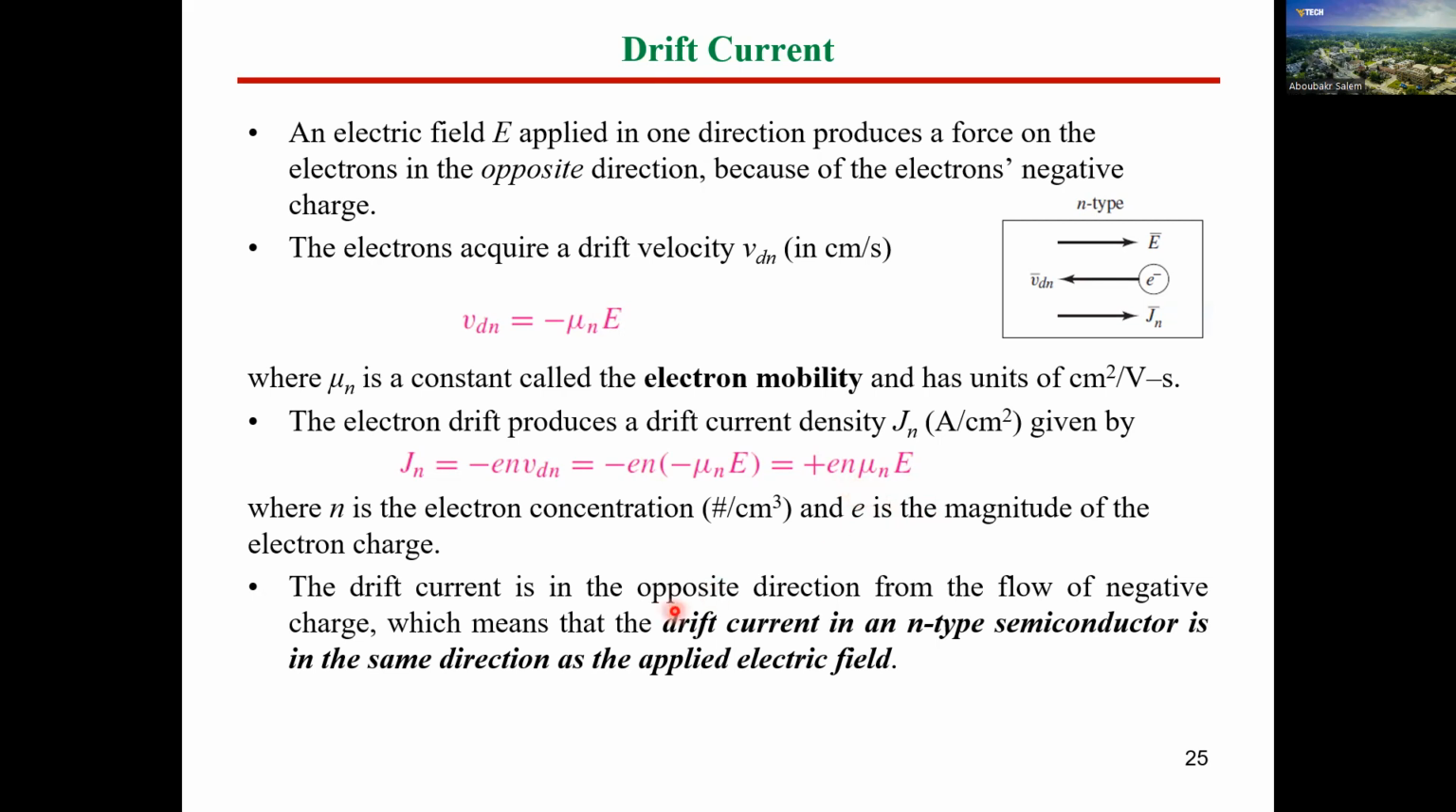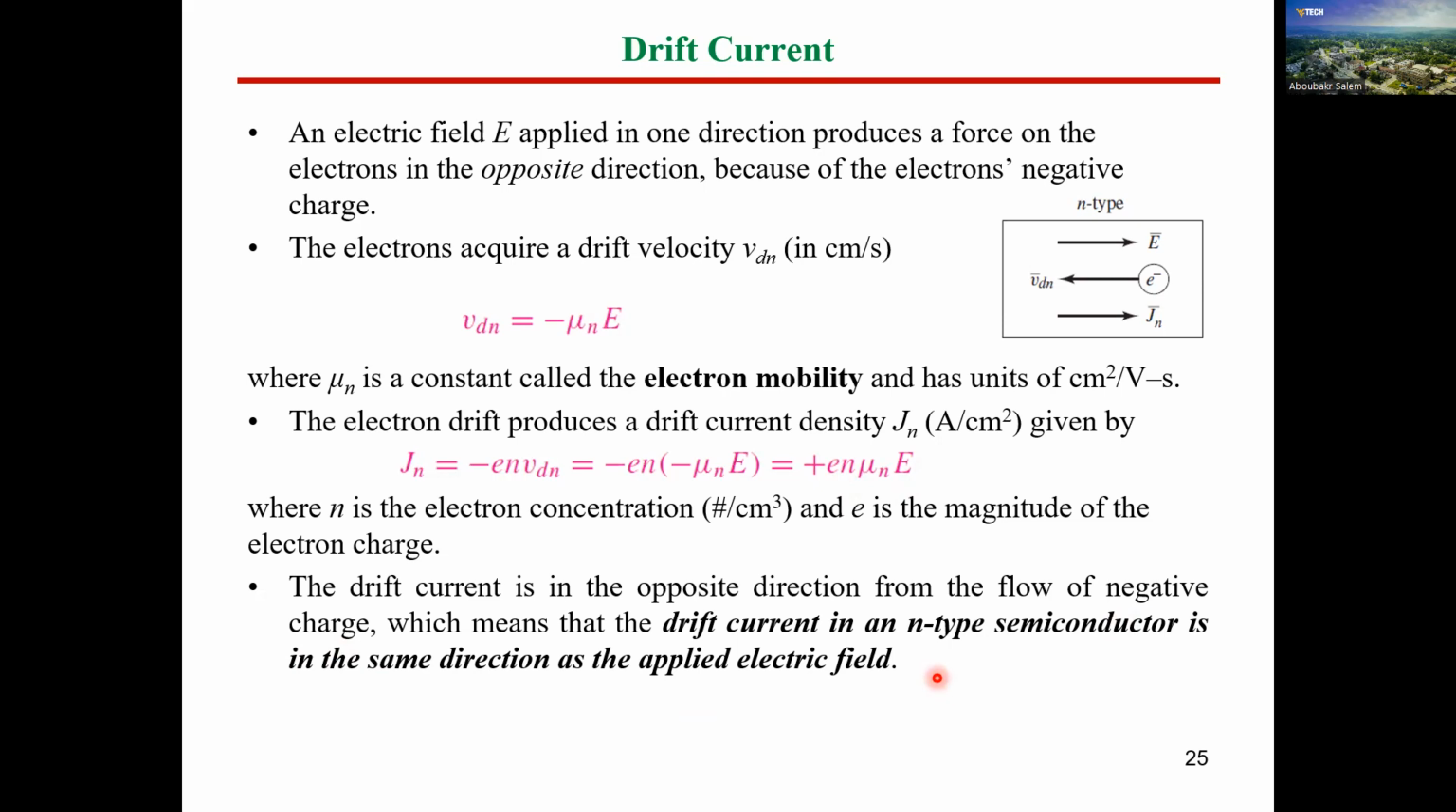Okay, now the drift current is in the opposite direction from the flow of negative charge. So as we mentioned, the current is flowing in the opposite direction of electrons and is going to be the same direction of the electric field. So this means, guys, the drift current in an N semiconductor material is the same direction as the applied electric field. Okay, so this is the conclusion here from the drift current in N type semiconductor material.